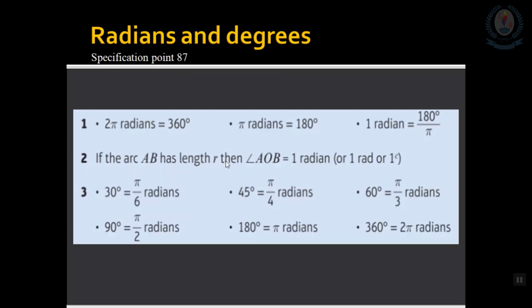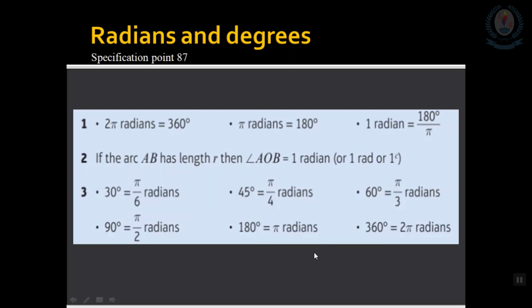Always remember 2 pi radians is equal to 360 degrees, which means pi radians would be equal to 180 degrees. That means 1 radian is equal to 180 over pi. So the conversion, very simple. If you want to convert radians to degrees, multiply by 180 over pi. If you want to convert degrees to radians, multiply by pi over 180. Very simple idea.